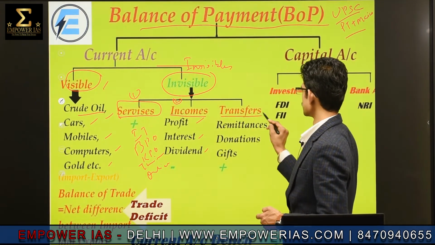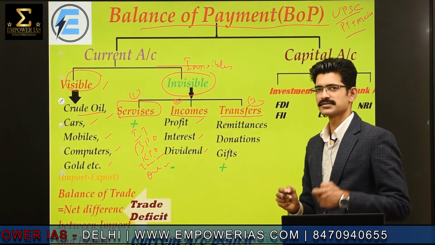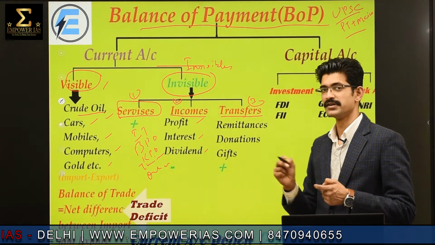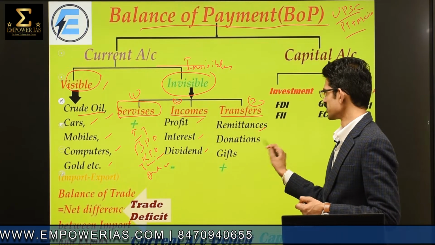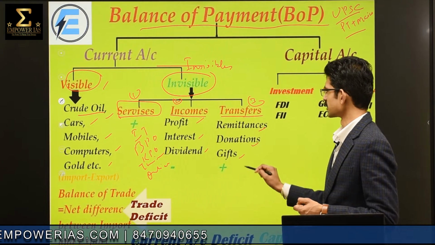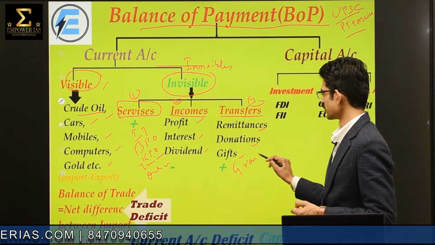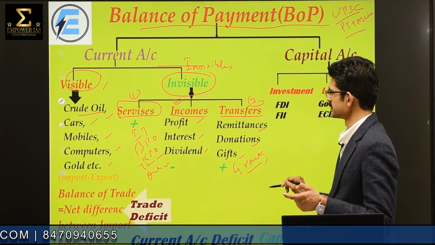Then it also comprises transfers. So transfers mainly comprise remittances which we get from the various investors in terms of various donations, in terms of gifts, in terms of grants, and so on. These are parts of invisible.